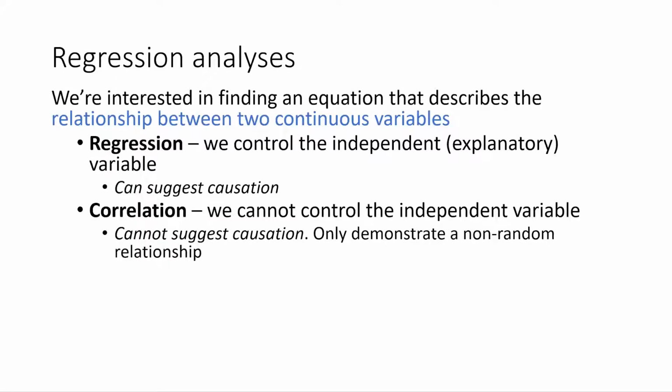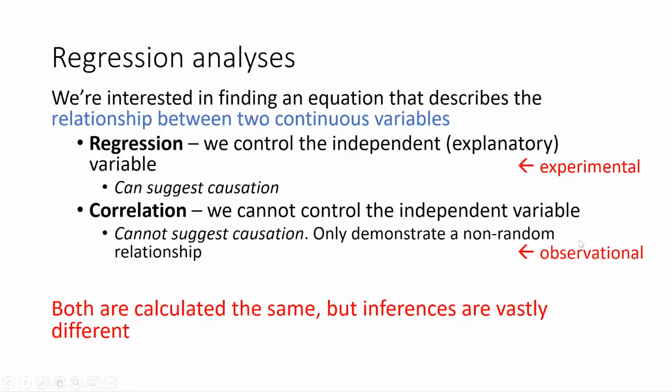When we do a correlation, we can't control either of the variables. We're just observing and collecting data. Because of this, we cannot suggest causation, only demonstrate that there is a non-random relationship or association between the two variables. So that's the key difference, is that regressions are experimental and correlations are observational. Both of them are calculated the same way, but the inferences are very, very different from each other, the way that you interpret the results.